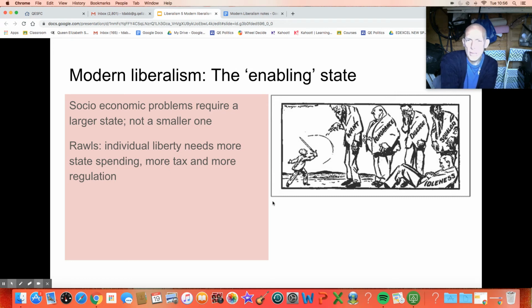And we're going to say a bit more about Rawls later on, who's one of our key thinkers. But for Rawls, this idea of individual liberty means, far from having less government intervention, what we need is more government intervention in order to ensure fairness, because one of the problems of allowing society to just run its own course is that it doesn't produce fairness. It produces gross inequality, and that gross inequality in itself reproduces and stops some people being free. Come on to that later on, but let's just have a look at this idea of an enabling state.